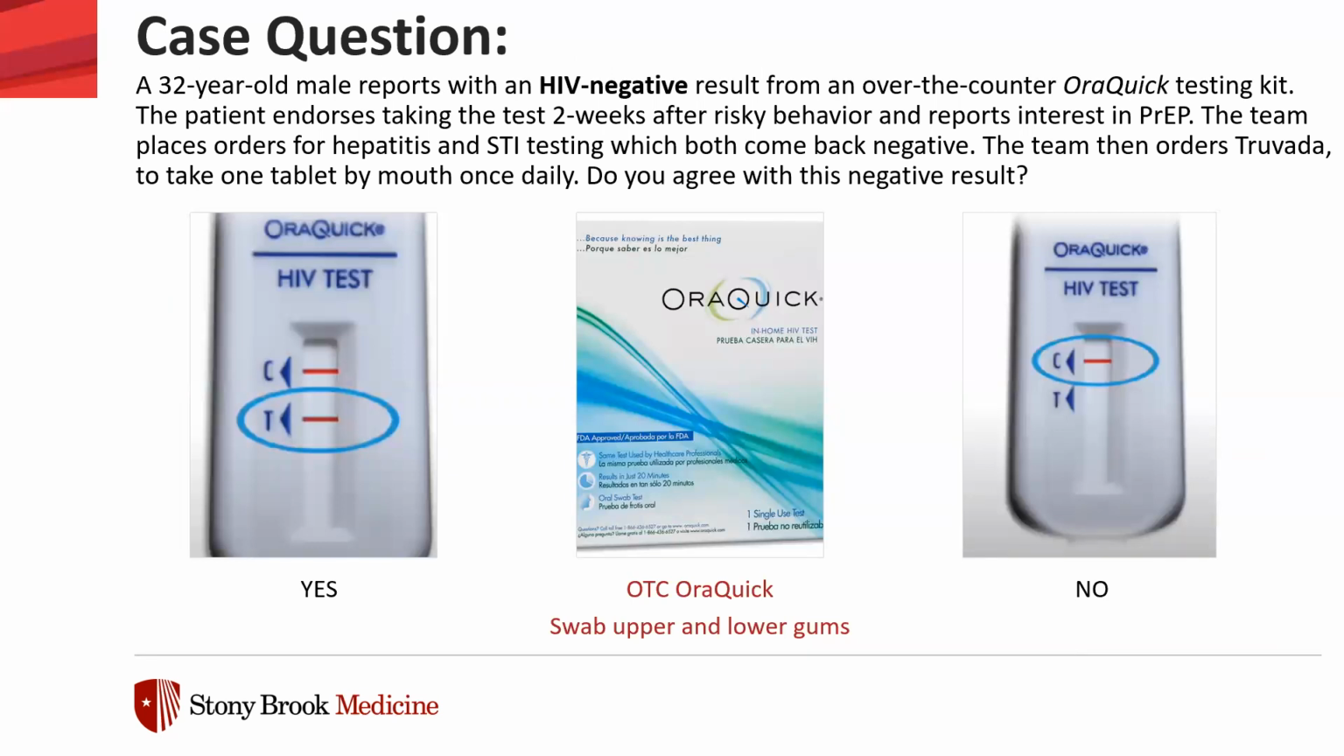This brings me into my next case question. There is a 32-year-old male who reports with an HIV negative result from an over-the-counter or a quick testing kit. He endorses taking the test 2 weeks after risky behavior, and he now reports interest in starting PrEP, so that pre-exposure prophylaxis. The team gets negative hepatitis and STI testings, and now the team is ordering Truvada, which is an adequate regimen for PrEP. However, do you agree with this negative result? Yes or no?